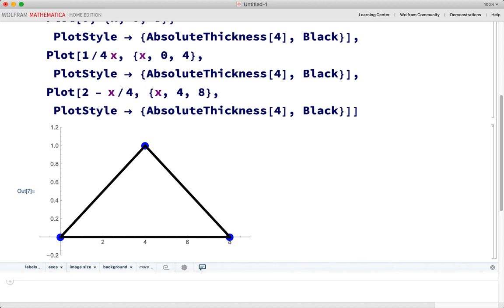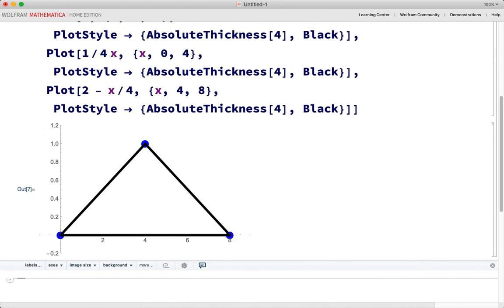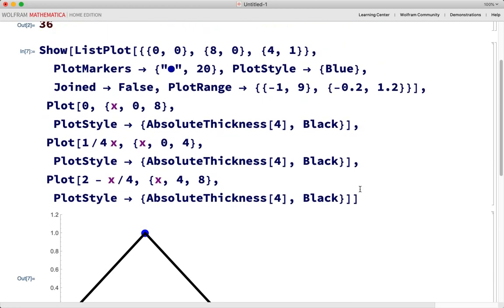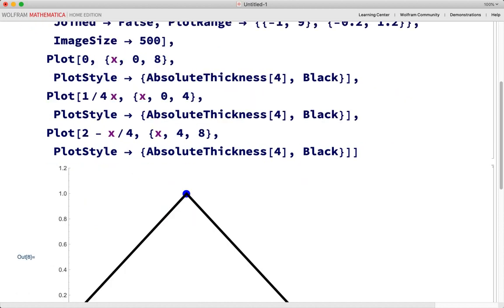Okay, so we're integrating a function of two variables over this particular space in R2. So this picture should help you to visualize what we're talking about. So let's make this just a little bit bigger. Image size 500 pixels across.